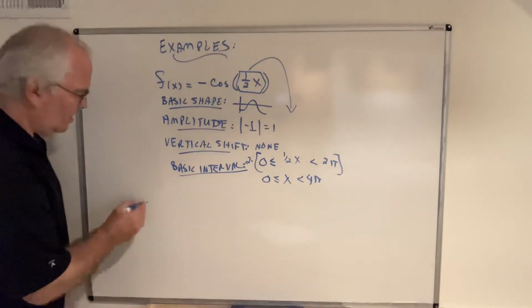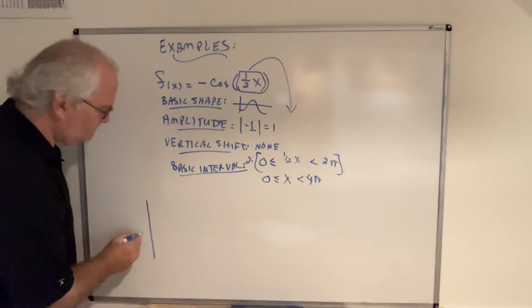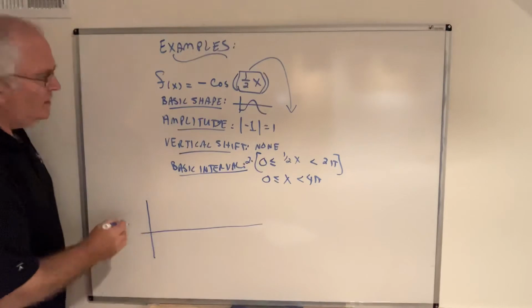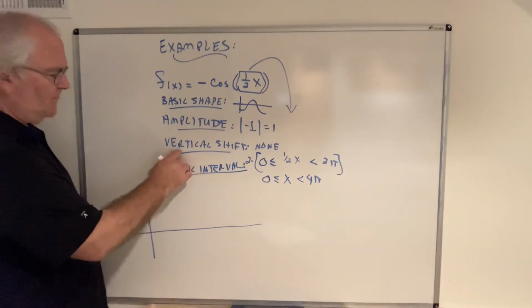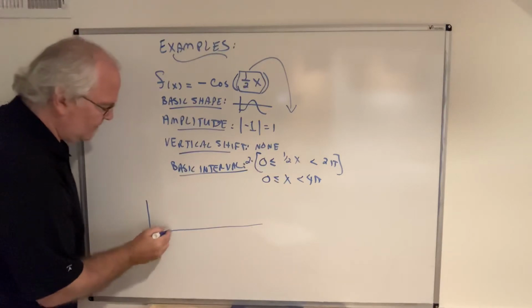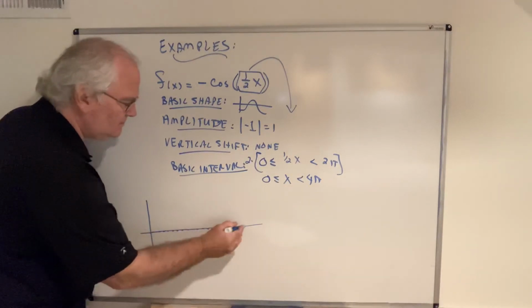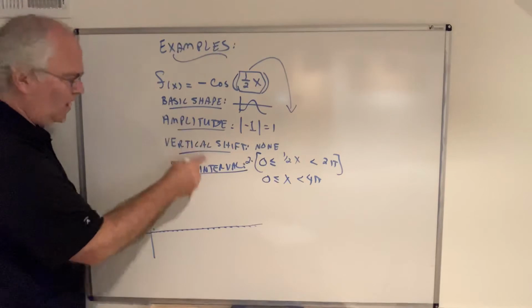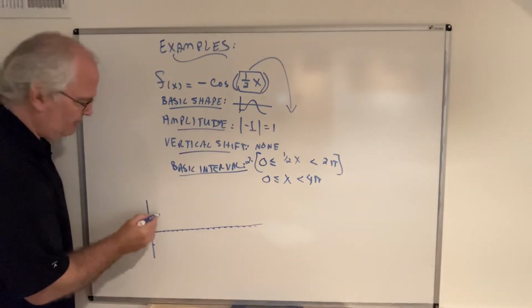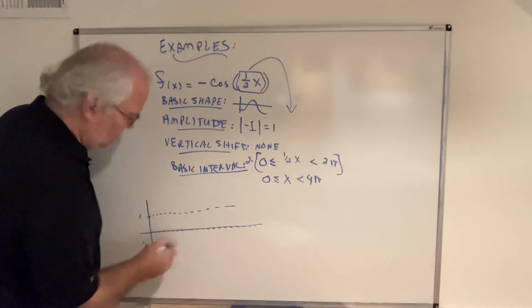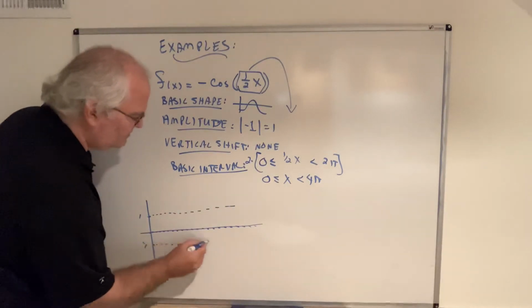All right, so let's see if we can draw our picture here. Vertical shift, there is none. So the axis of the graph is the x-axis. The amplitude is 1, up 1 and down 1. So here's +1, here's -1. So there's the peak line. There's the trough line.